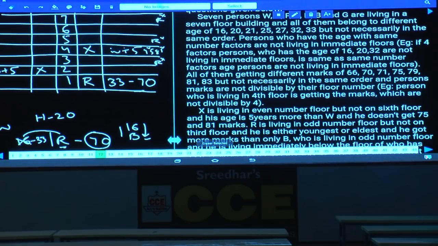Now the age of X is 32. Are you getting this one or not? Because the age of X must be 5 years more than W. As 5 years more than W, this person's age is 32. As this person's age is 32, H is, then what is this W? W is 27. As W is 27, W cannot be on the 3rd floor, isn't it? Then what is the position of this W? Tell me here.